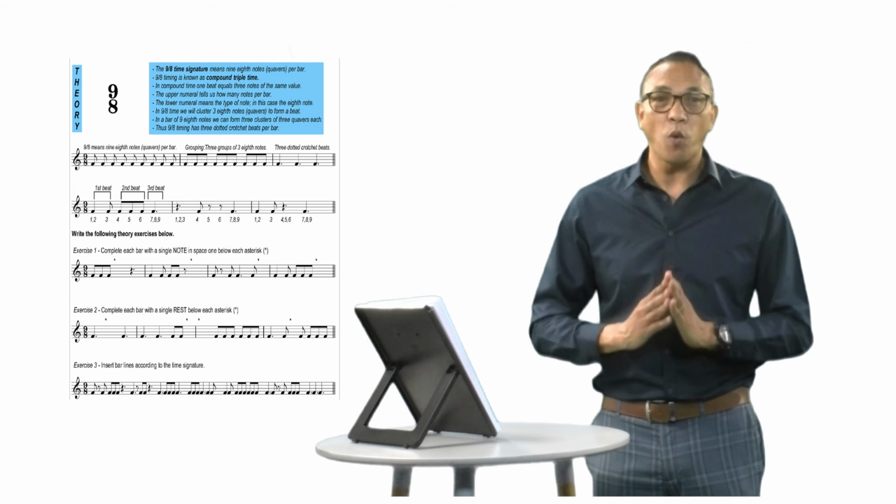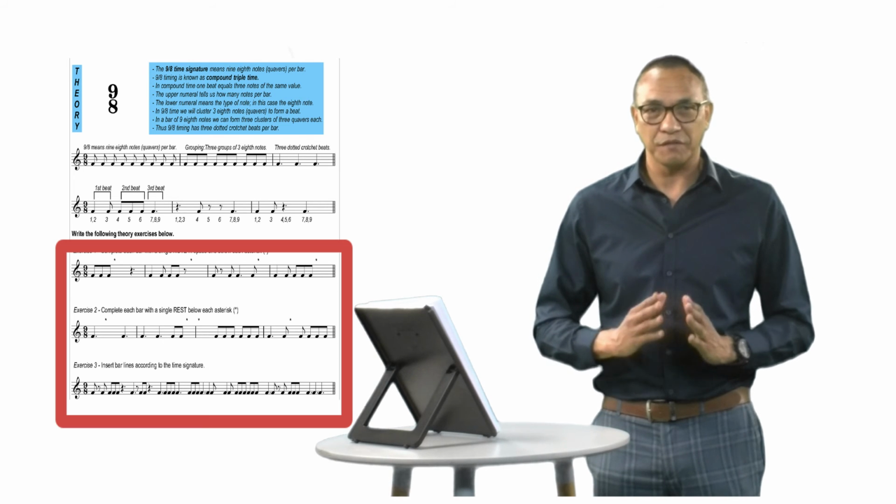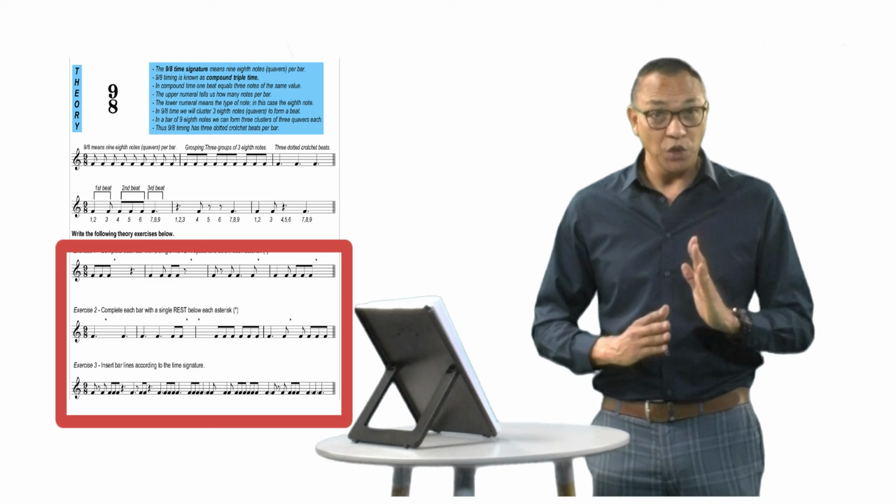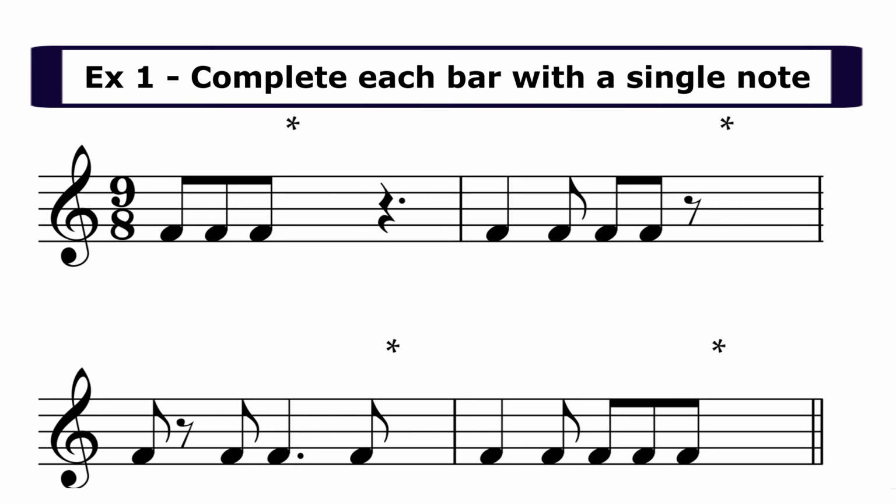Let me explain what needs to happen in the following 3 exercises in your workbook. The first one, here you need to complete the incomplete bars by placing a single note in space 1, below the asterisk. So use the same method we used earlier. Remember, every bar has to add up to 9 quavers or 3 dotted tars.